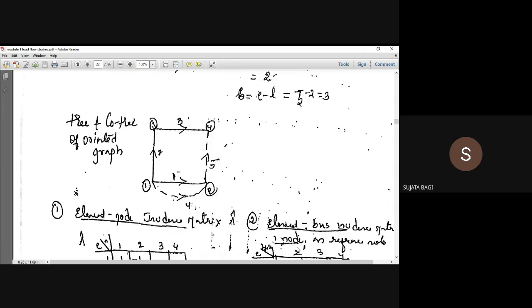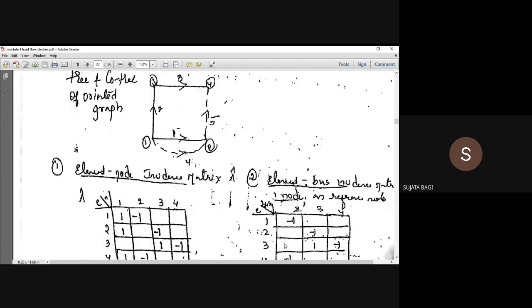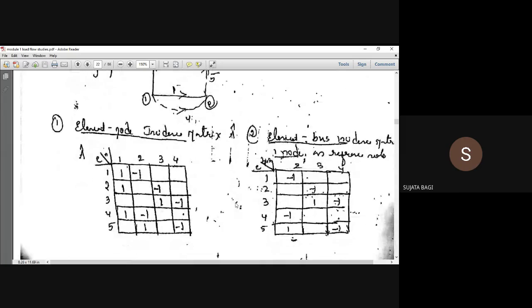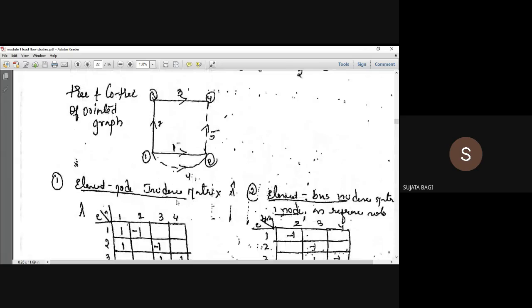And the bus incidence matrix, because A cap and A are very important for singular transformations and all. Many methods will be there, like Gauss-Seidel methods and all. This is the basic. If this is clear, then you can do any problem. Starting, this is actually okay. So what is this element to node incidence matrix? Element and node, the name itself indicates element to node. E, N. How many elements here? Total 5: 1, 2, 3, 4, 5.